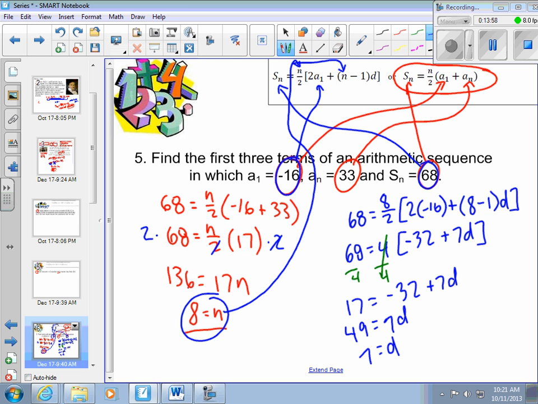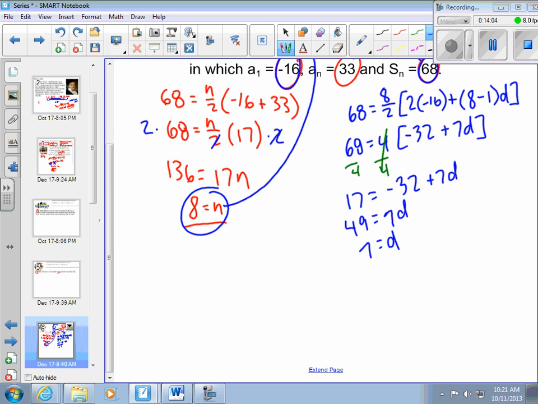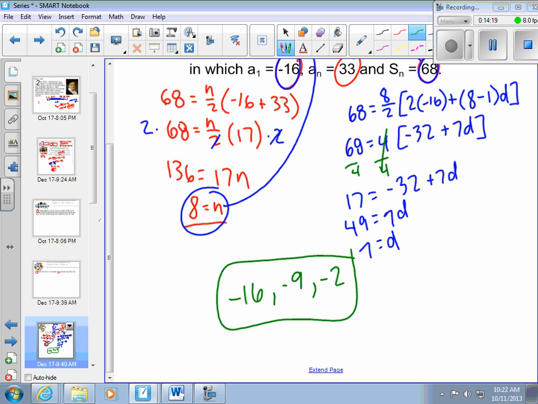So now if we know the common difference, we should be able to find the first 3 terms. So if negative 16 is our first term, and our difference is 7, that means we're adding 7 each time. If we add 7 to negative 16, our next number is negative 9. Add 7 onto that, and our next number is negative 2. So those would be the first 3 terms in the sequence.